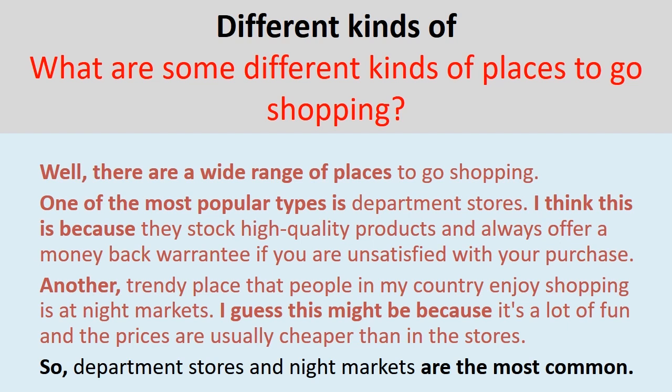Now we can summarize or conclude our answer. So, department stores and night markets are the most common. You'll notice that some of the wording is highlighted in bold. This is structural language that you can use for other similar questions that are asking about different kinds of.